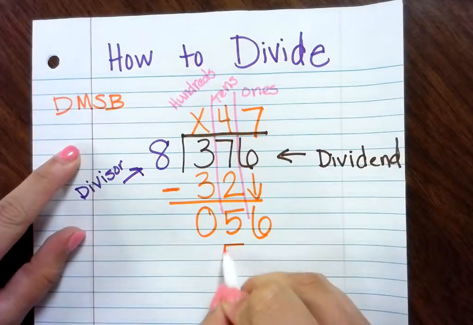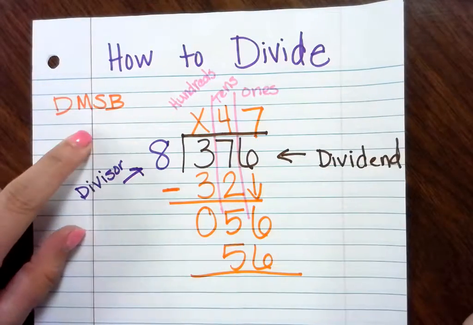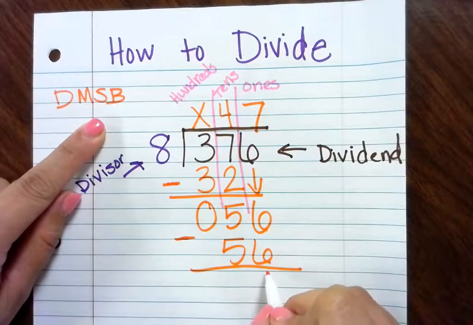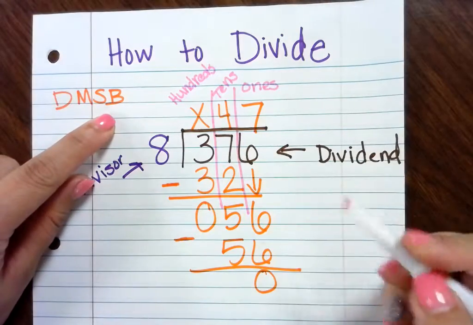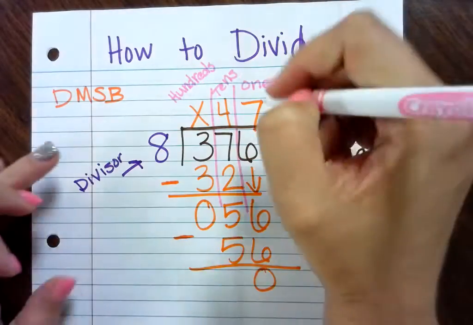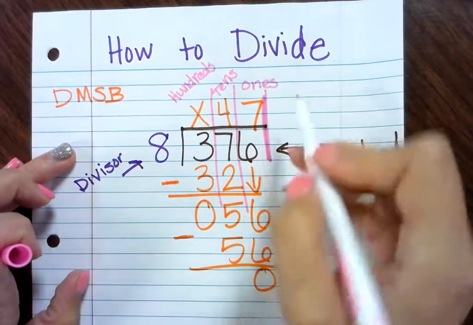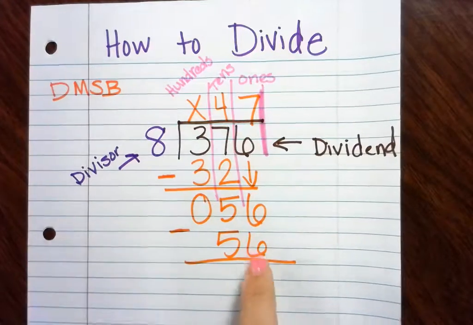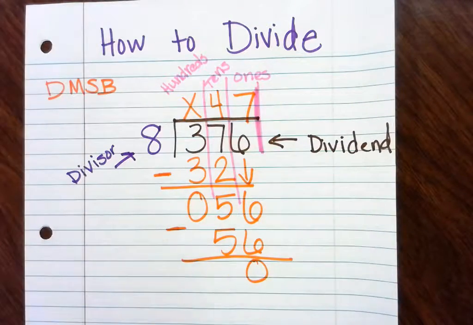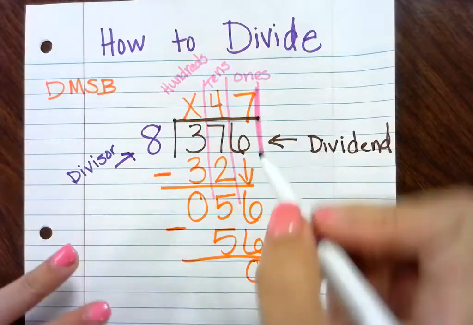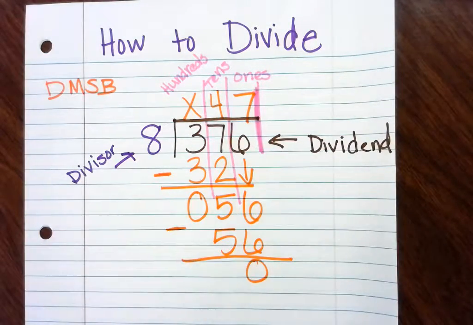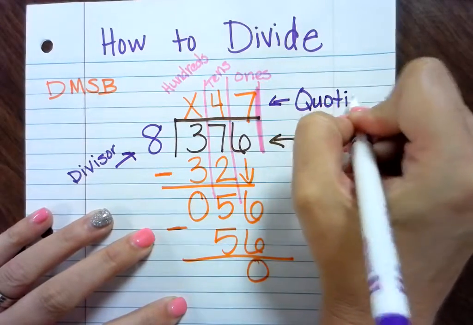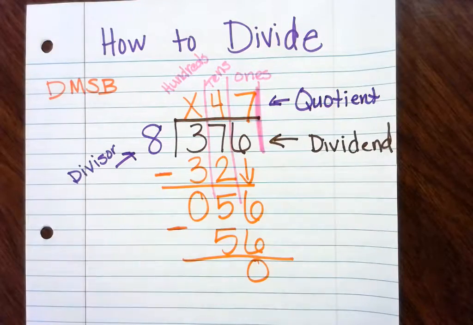7 times 8 equals 56. I multiplied 7 times 8. Now I've got to subtract. 56 minus 56 is 0. There's nothing else for me to bring down. And remember, Miss Webster has talked to you about that wall. When you are done with your numbers and you have your answer all the way to the wall, that's how you know you are finished, when you have a 0 at the bottom and you're to your wall. So my answer to the question is the 46. This is called the quotient. The answer to a division problem is called the quotient.